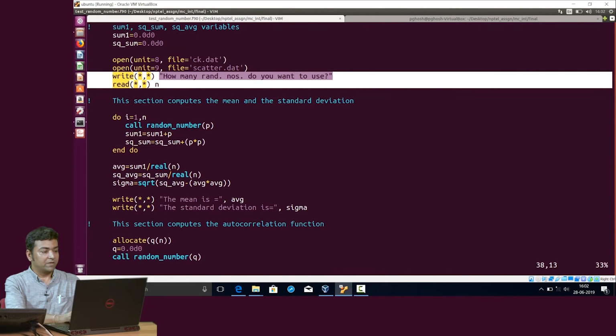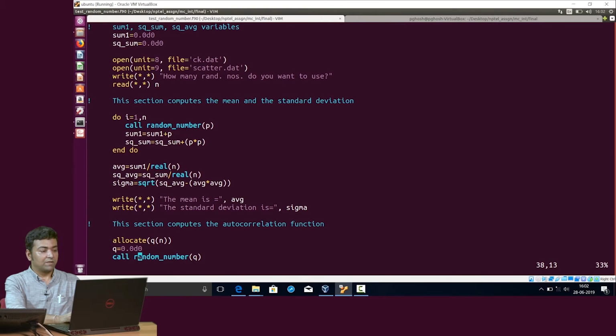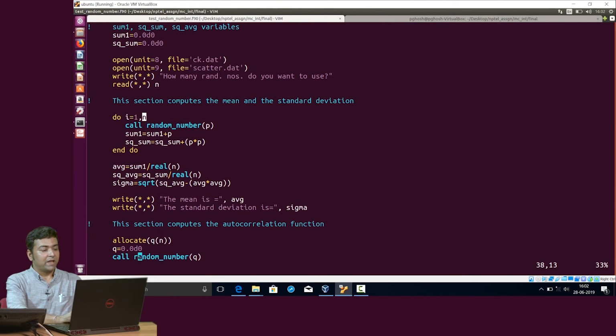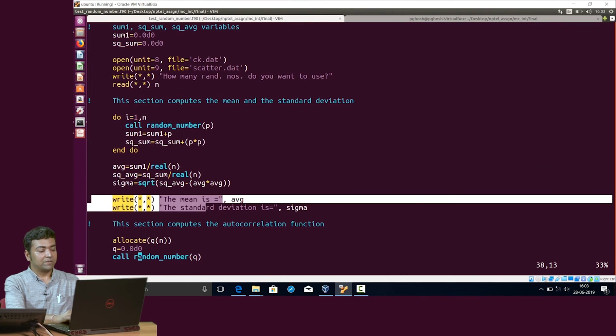This particular section computes the average and the standard deviation. The first do loop calls n random numbers, depending on the value of n, and I sum them up and store the result in this variable, and I also take the square of the random numbers, sum them up and store that in another variable. Once that is done, the average is computed by dividing the number stored in sum 1 by n, the number of random numbers I use, and similarly I compute the average of the squares, given by square underscore sum divided by real n. Once that is done I get sigma using this formula, and then it prints out the average value and the sigma.